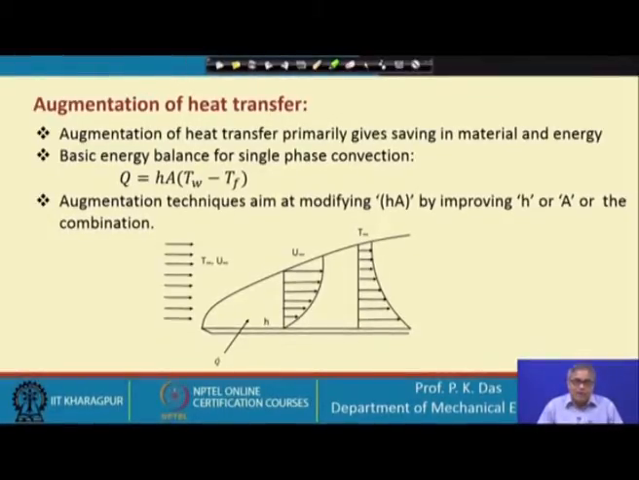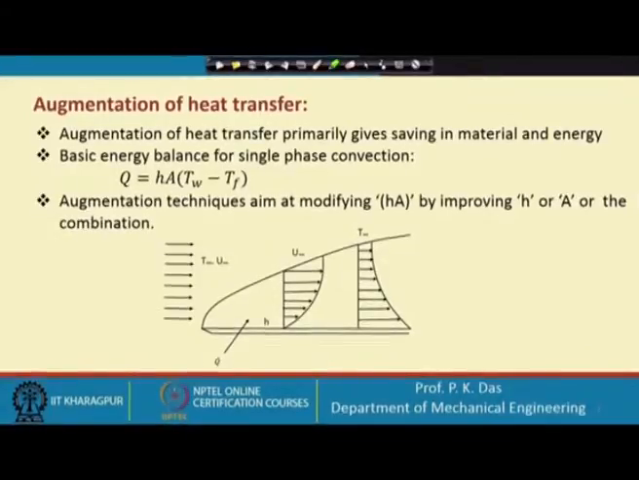So, whatever normal heat transfer is there, we will try to enhance the rate of heat transfer, or augment the rate of heat transfer. This is very important, particularly for the heat exchanger industry and also for other places like electronic component cooling, heat sink design, etc. So, augmentation of heat transfer or enhancement of heat transfer is a very special topic and a very useful branch of heat transfer in general.